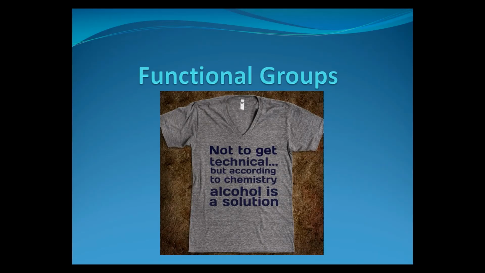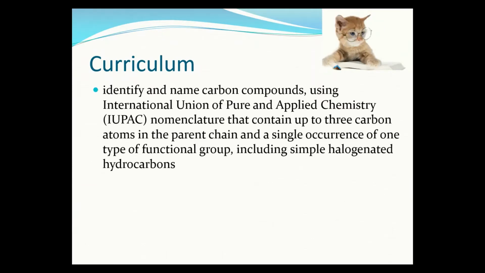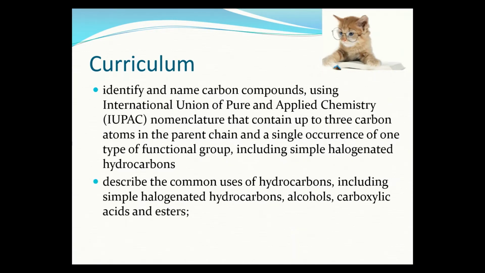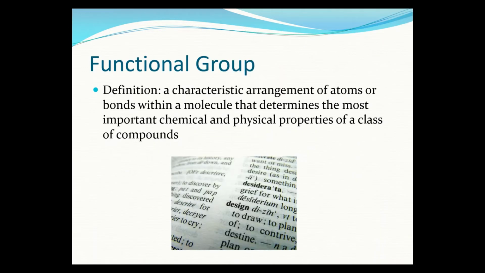Okay, functional groups. So we have to identify and name carbon compounds using IUPAC, which is exactly what we're learning. IUPAC, if you ever see that, it's just how we do it. For single occurrence of a functional group, including simple halogenated hydrocarbons, describe the common uses of hydrocarbons, including simple halogenated hydrocarbons, alcohols, carboxylic acids, and esters.